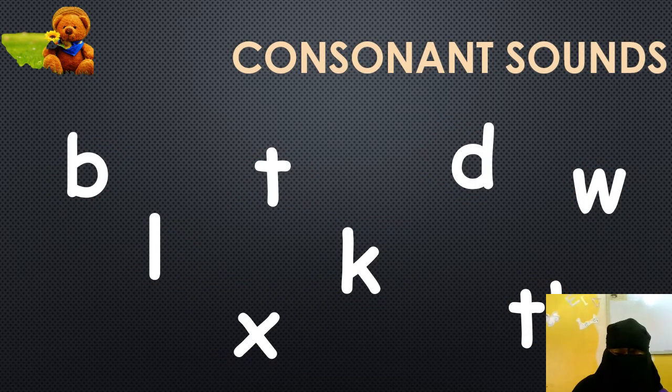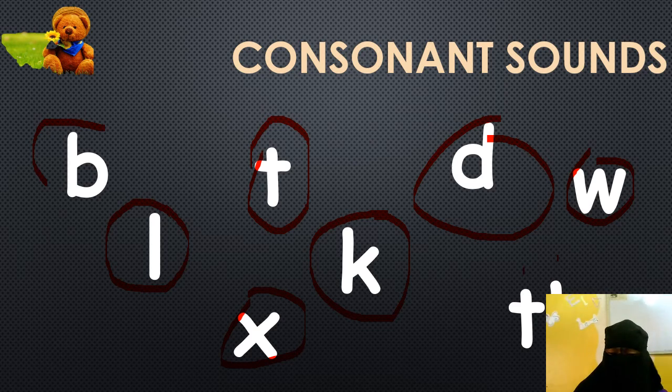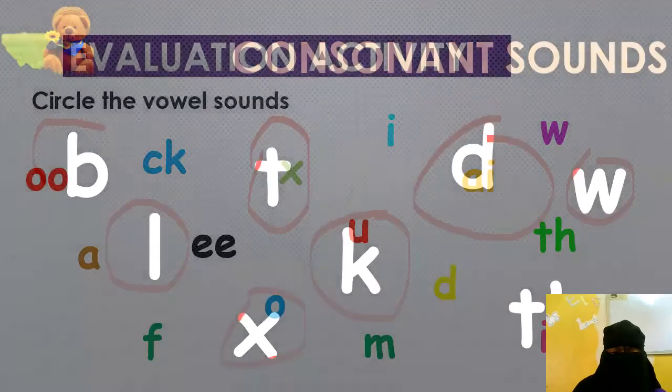For our consonant sounds, these are examples of consonant sounds. Remember, there is an obstruction to the free flow of air in our airstream. So we have b, t, d, w, k. Again, we have x. So these are examples of our consonant sounds.